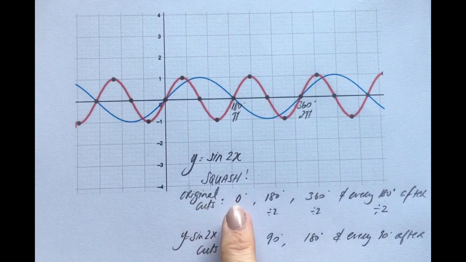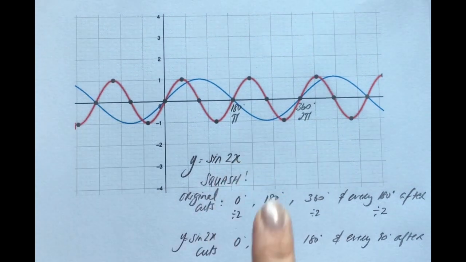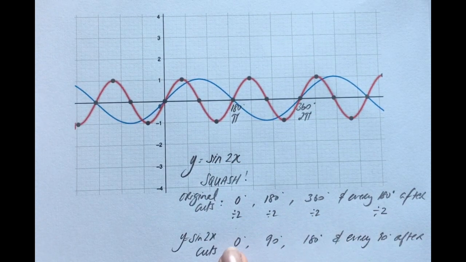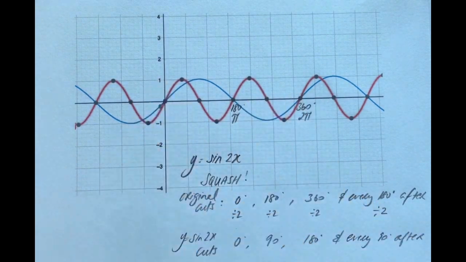So the original cuts is 0, 180, 360. If it's a sine 2x curve, so there's a squash, there's double the amount of curve in the original period, then we divide these all by 2, and that's how we find the new cuts on the x-axis. Twice as much curve in the original period, but the range is the same.